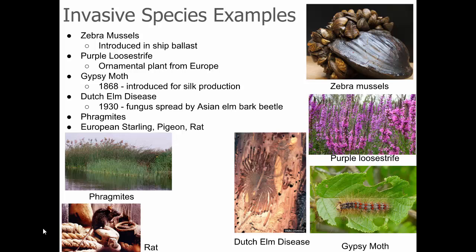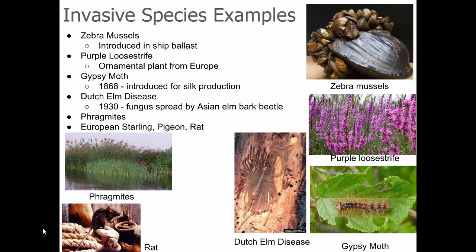Gypsy moths. Gypsy moths were introduced to North America. They were brought for silk production, but then escaped and became established. And they defoliate trees extremely. They eat away at the leaves and damage them.